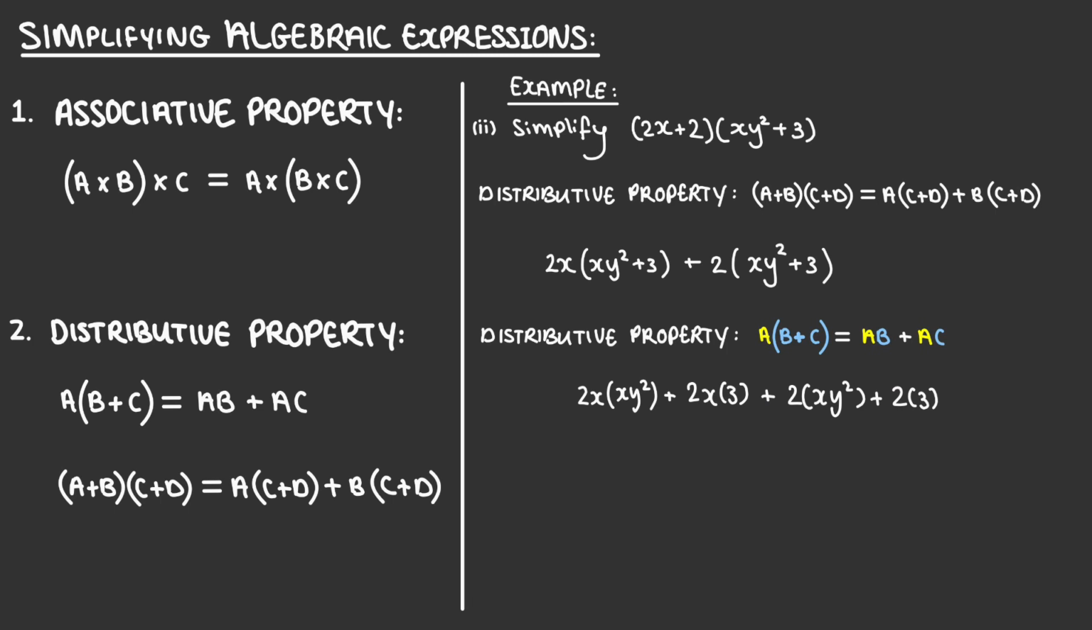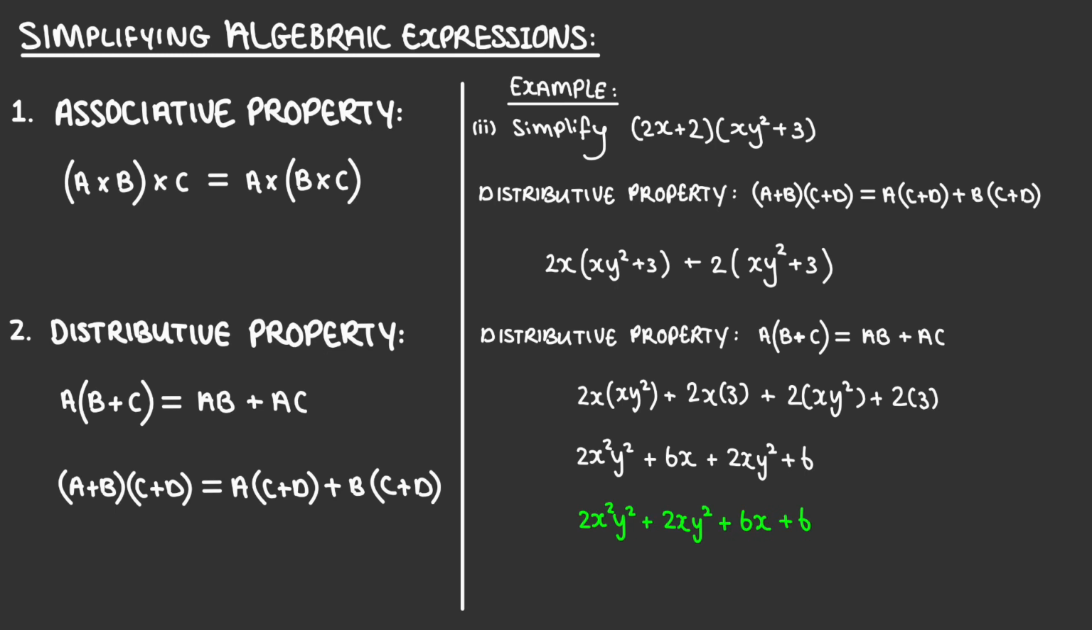So now we multiply 2x by xy squared and add this to 2x multiplied by 3. So then for the second term of the expression, we multiply 2 by xy squared and add this to 2 multiplied by 3. We can now simplify this as 2x squared y squared plus 6x plus 2xy squared plus 6. We can then rearrange our expression to be left with 2x squared y squared plus 2xy squared plus 6x plus 6.